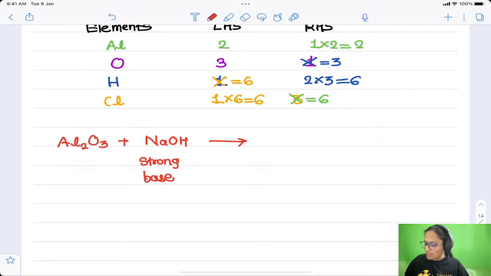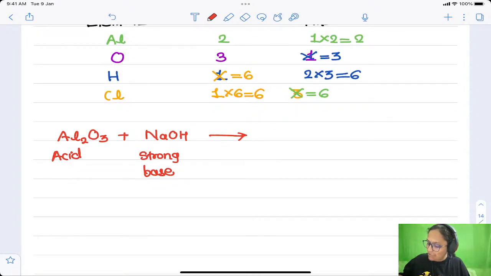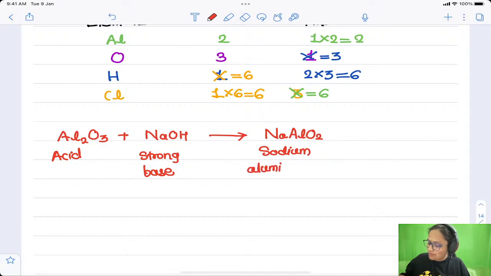When treated with the strong base, Al2O3 will act as the acid, opposite, right? Because it is amphoteric, it does not have its own characteristic feature. It behaves according to the environment, right? NaOH is a strong base, therefore Al2O3 will act as an acid. So this is also an acid base reaction. Here also we will get a salt and water. The formula for the salt is NaAlO2. The name of this salt is sodium aluminate. Sodium aluminate, this is the name of the salt, and plus water, right?